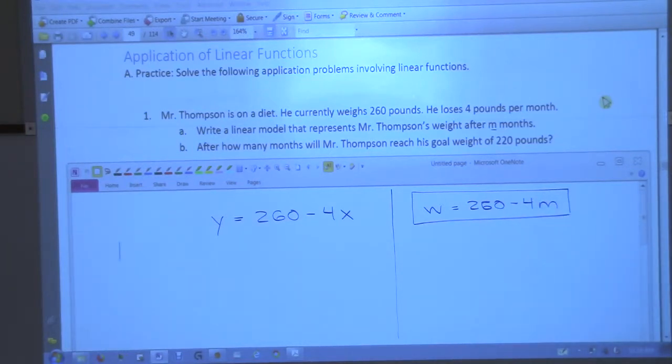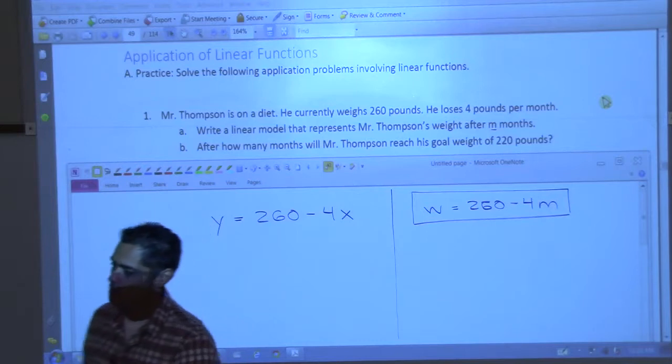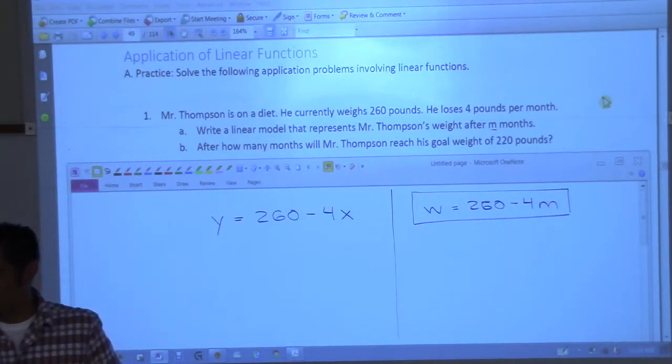After how many months will Mr. Thompson reach his goal weight of 220 pounds? So we are going to move to the next table. So we're going with the little 2 top over there.